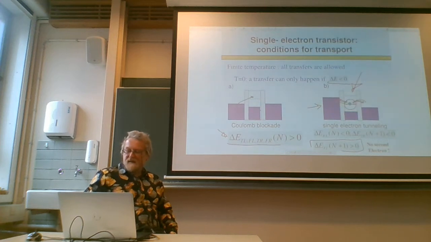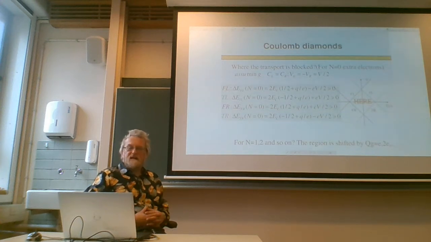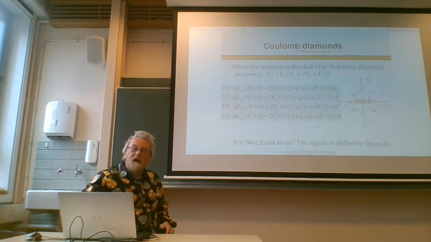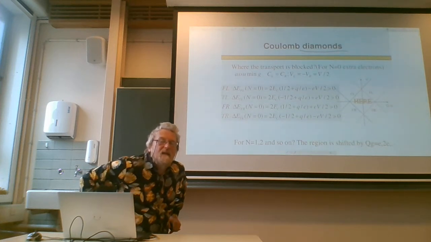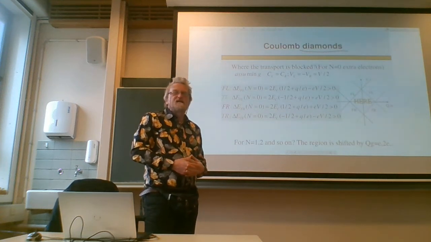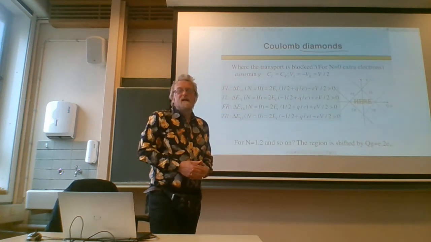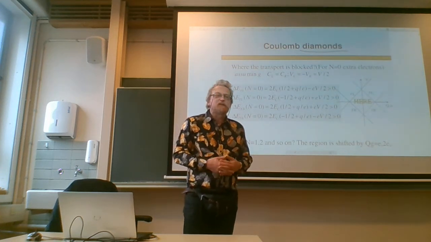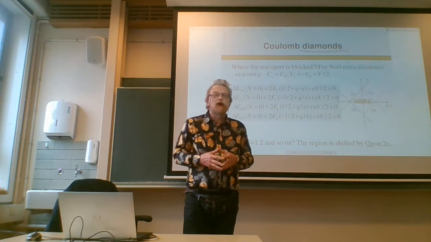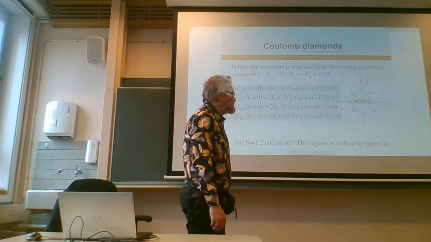Let us look at it in more detail. Let me talk about Coulomb diamonds. Well, in many languages, diamonds are associated with some precious stones. Well, not in English. In English, diamond means what we call rhomb. So there is no association with precious stones.